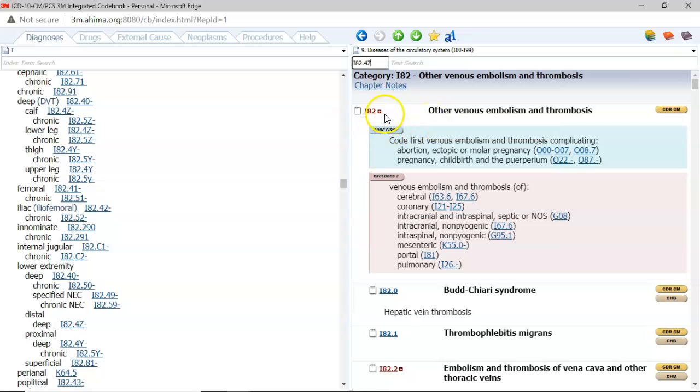And you'll see that it tells us here, when we go to the beginning of this category, we have a code first. And it tells us pregnancy, childbirth, and the puerperium, and it gives us the range of codes. So we know first we have to code the fact that this is happening in that postpartum period.